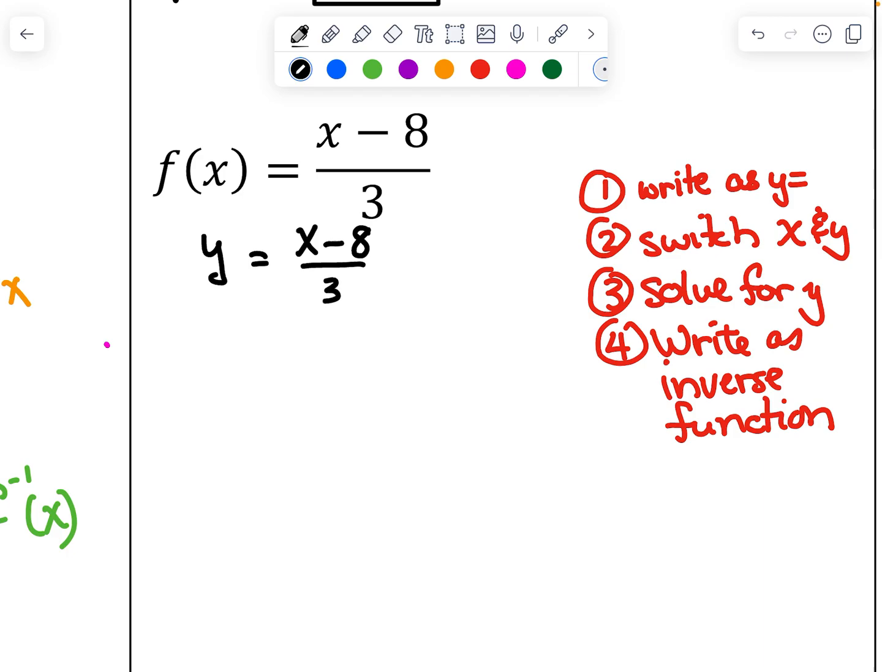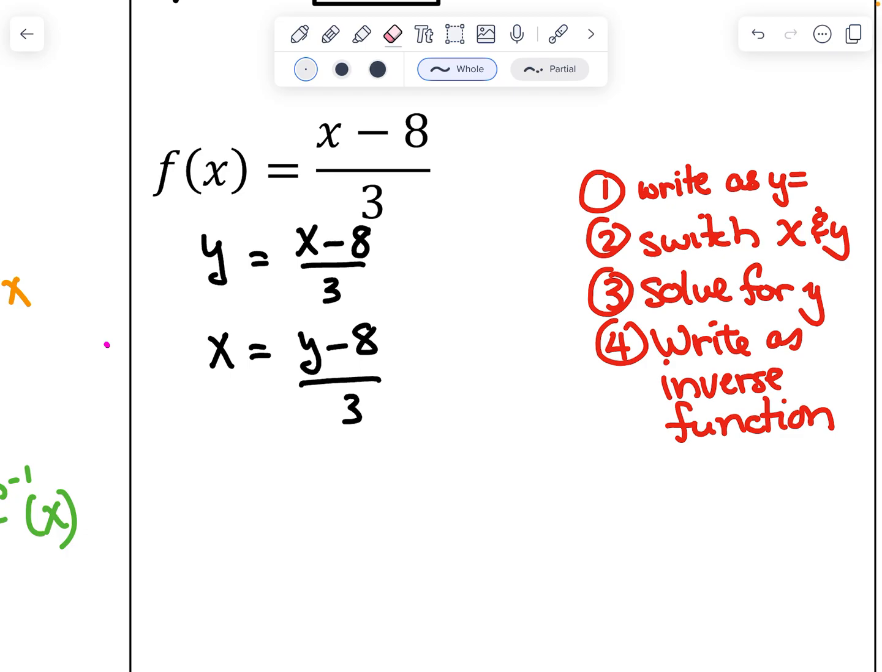Switch x and y. So x equals (y divided by y minus 8) divided by 3. Solve for y. Why did I write... My brain keeps getting in my way. Okay, so then we're going to solve.